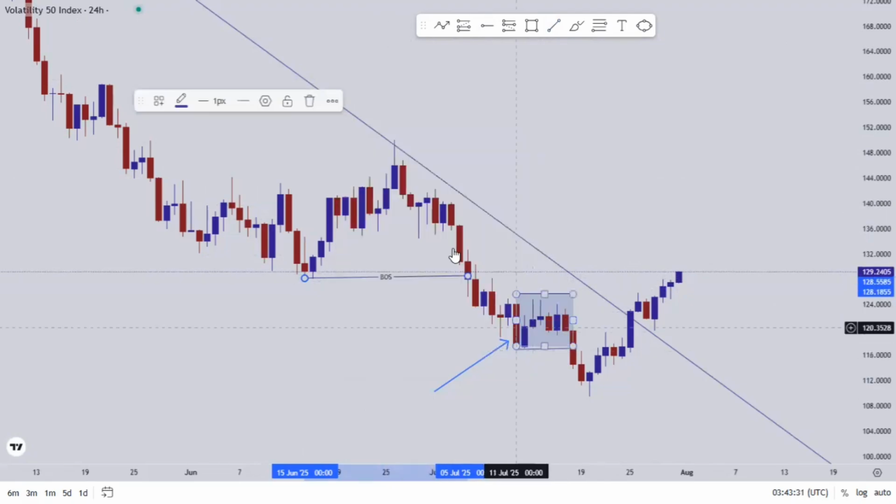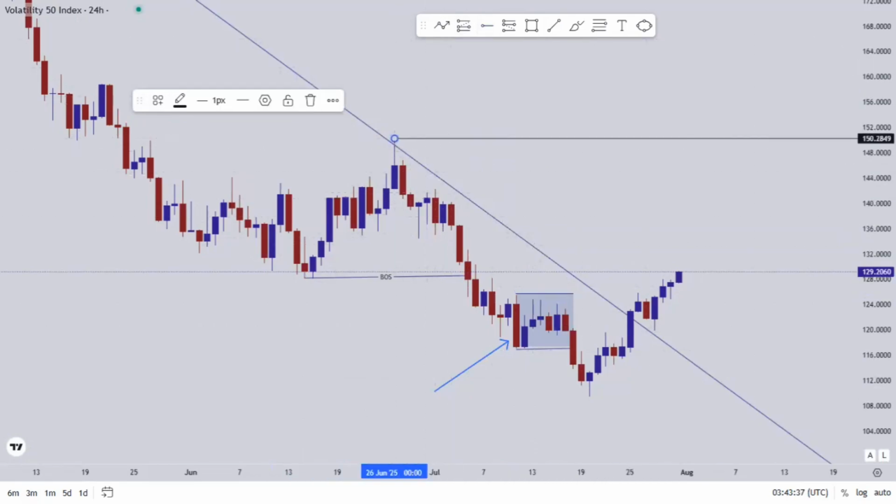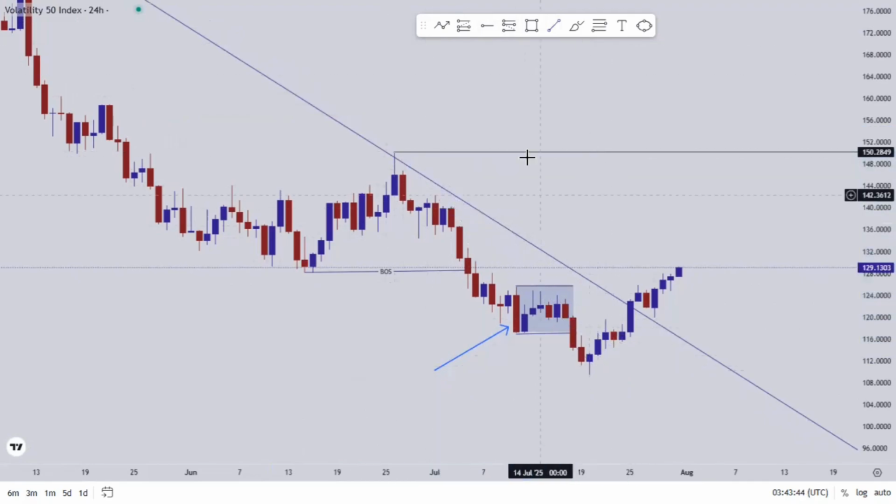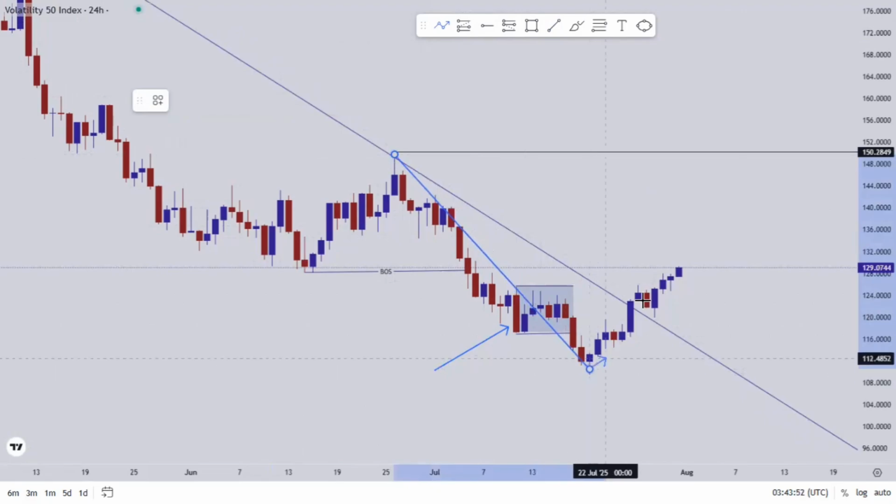BOS. That's the breakout structure. Then we have a lower high here. So now, irrespective of the distance from this particular level to this particular level, this market is still speaking what? Bearish. Don't go looking for what? Longs. It's still speaking bearish.